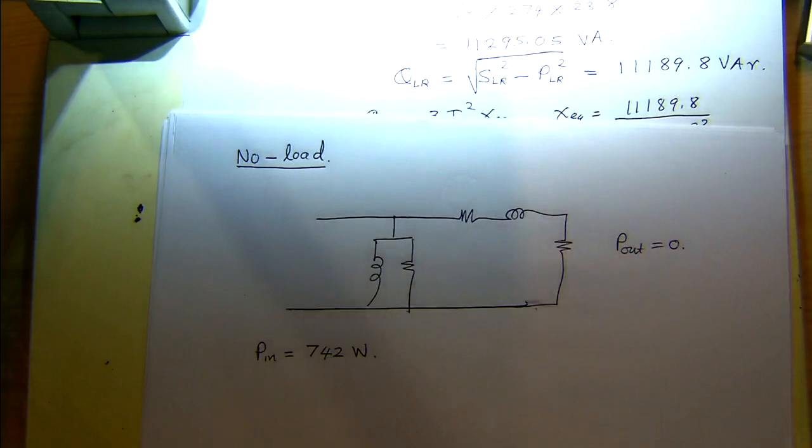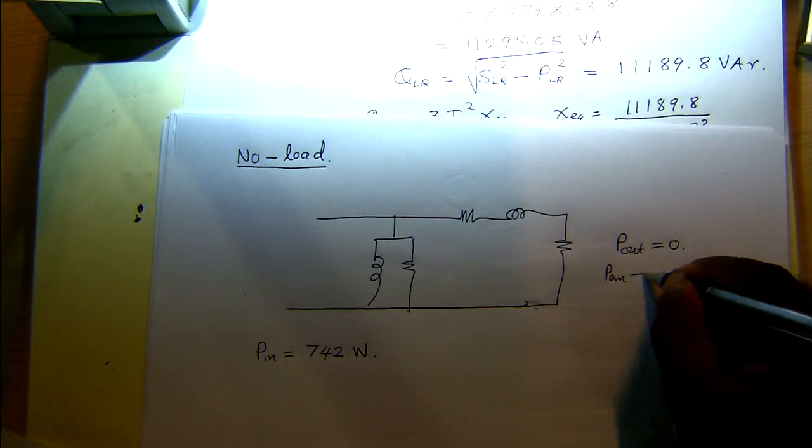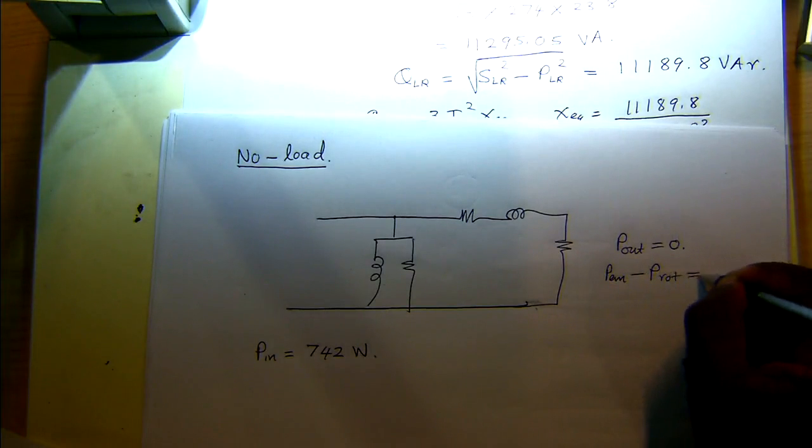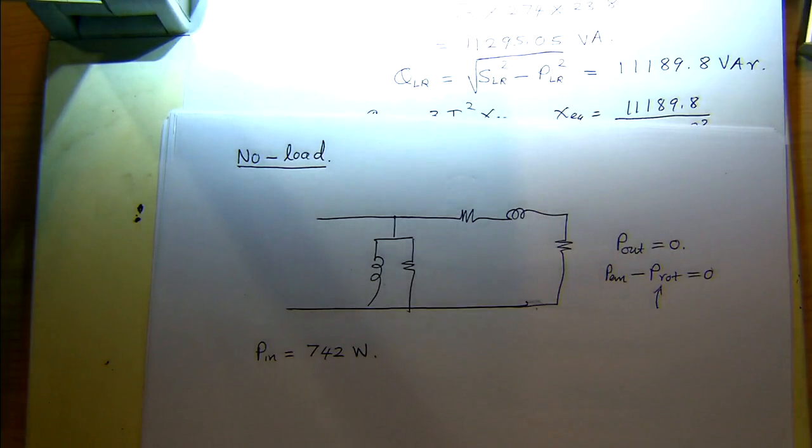But then you also have the rotational losses. In order to run at no load speed, the motor has to compensate the rotational losses. It needs to overcome the rotational losses. That means PEM minus the P rotational losses is 0. That's this one. So rotational losses is given as 300 watt.